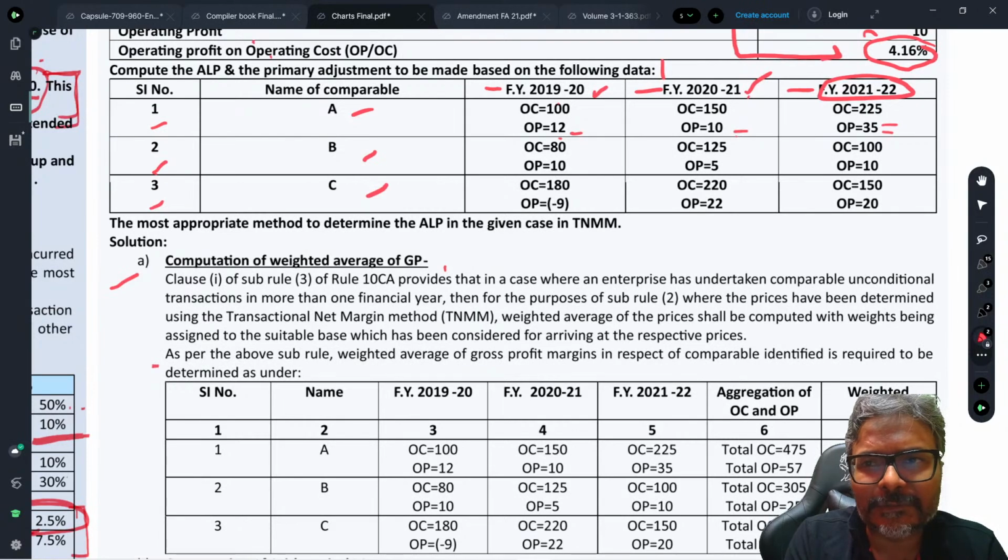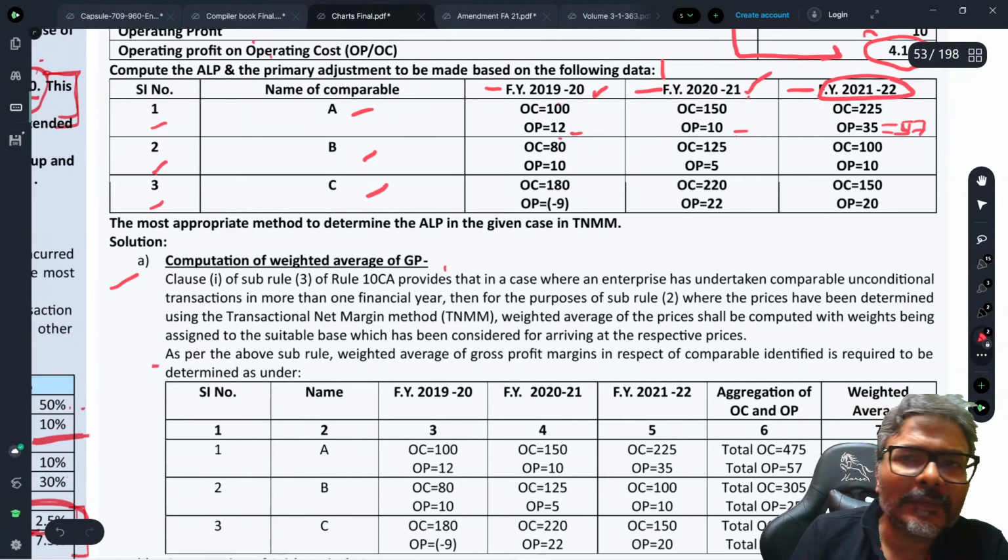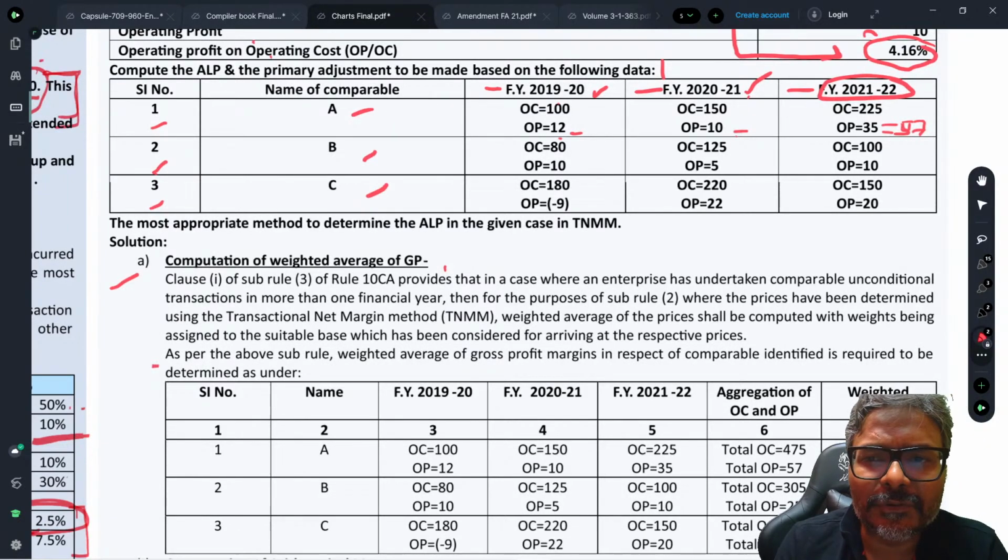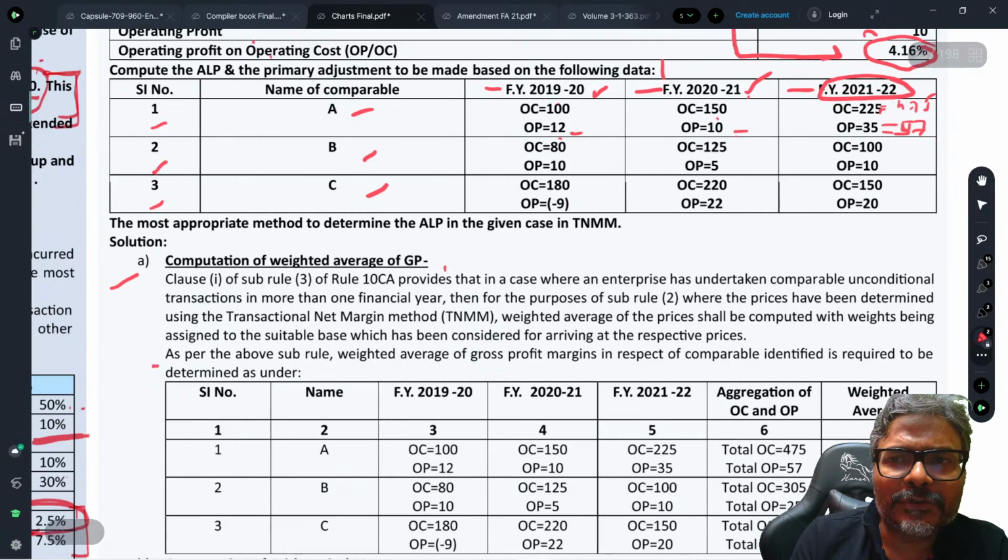In this context, it becomes 57. Operating profit, students, in this case is 57. And the same is also here, 150, 100 and 225. This is 475. The same way you will do the total for this.